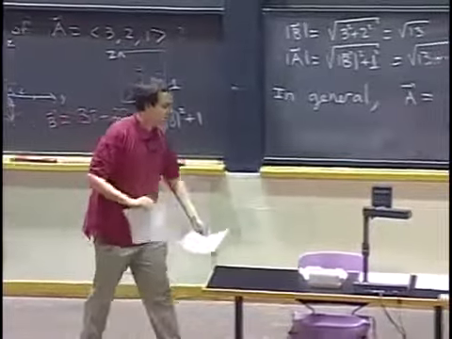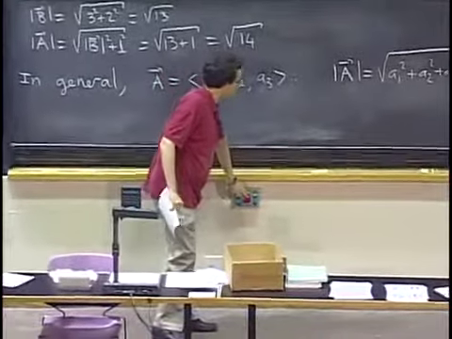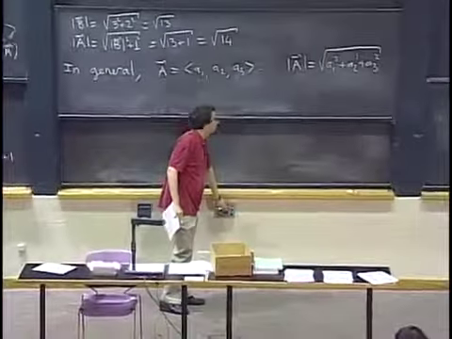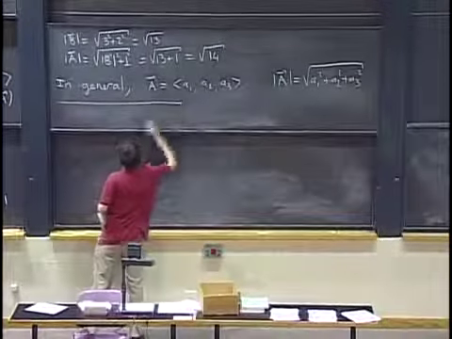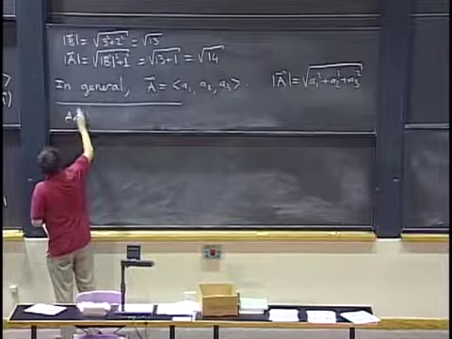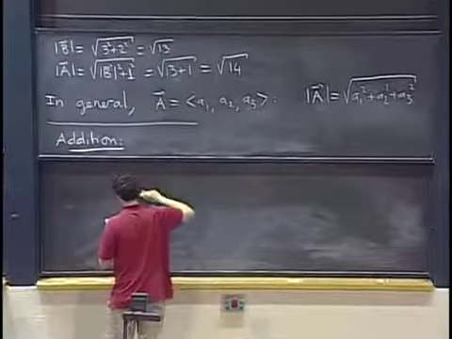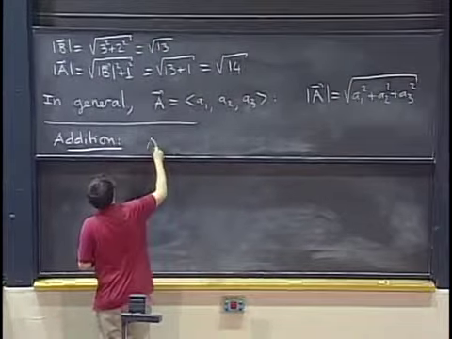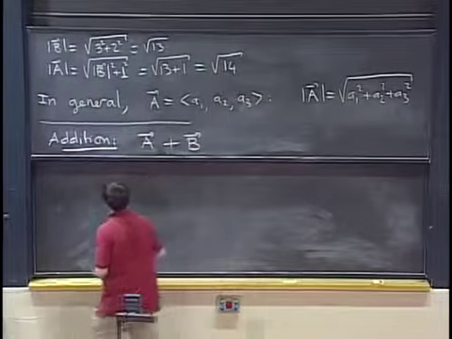So what else can we do with vectors? Well, another thing that I'm sure you know how to do with vectors is to add them or to scale them. So, vector addition. If you have two vectors, A and B, then you can form their sum A plus B. How do we do that?